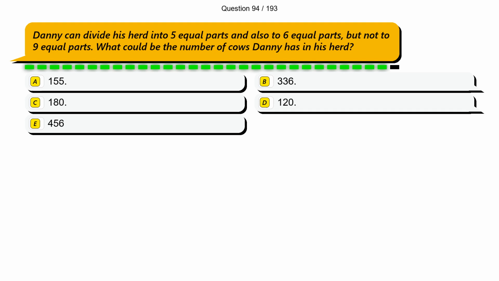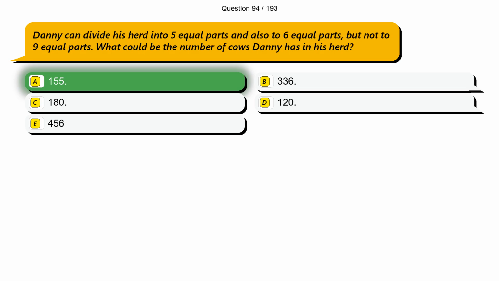Question 94. Danny can divide his herd into 5 equal parts and also into 6 equal parts, but not into 9 equal parts. What could be the number of cows Danny has in his herd? Option A, 155. Option B, 336. Option C, 180. Option D, 120. Option E, 456.